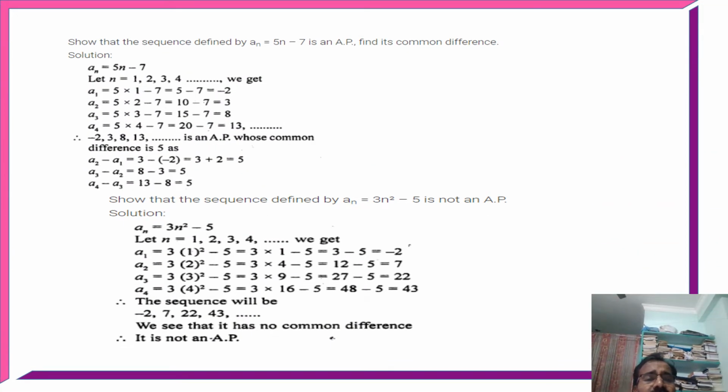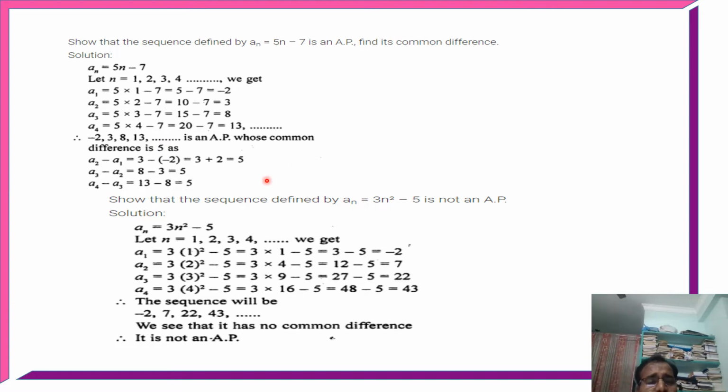Show that the sequence defined by an equals 5n minus 7 is an AP. Find its common difference. Let us find the first 3 or 4 terms. If we substitute n equals 1, we get a1 as 5 into 1 minus 7, which is 5 minus 7, minus 2. Similarly, 5 twos are 10 minus 7, 3. a3 is 5 threes are 15 minus 7, 8. 5 fours are 20 minus 7, 13. So we have the first 4 terms: minus 2, 3, 8, 13.